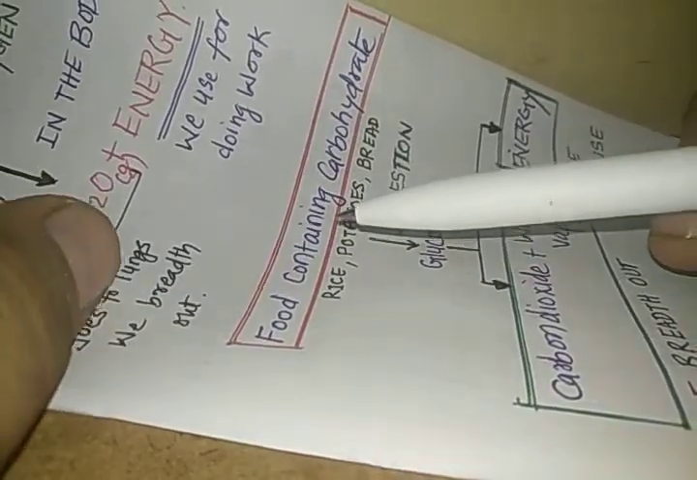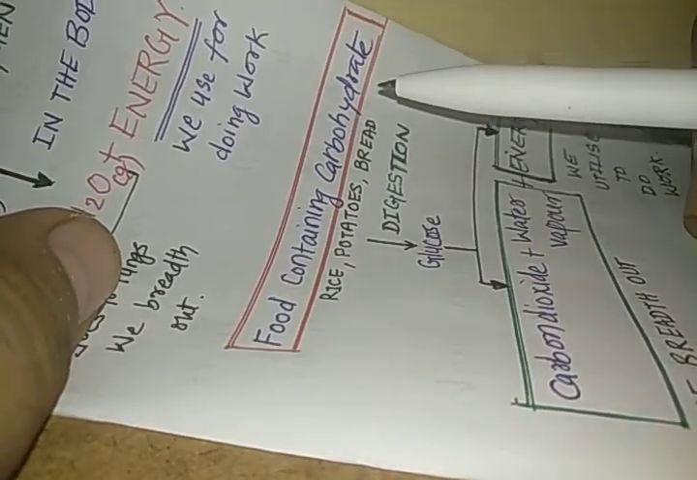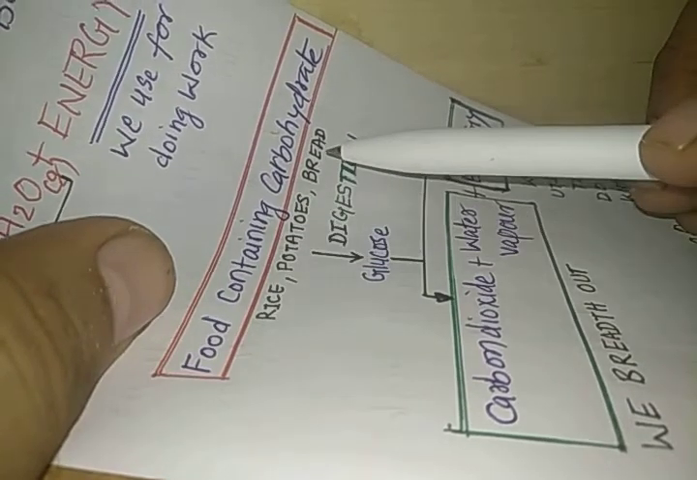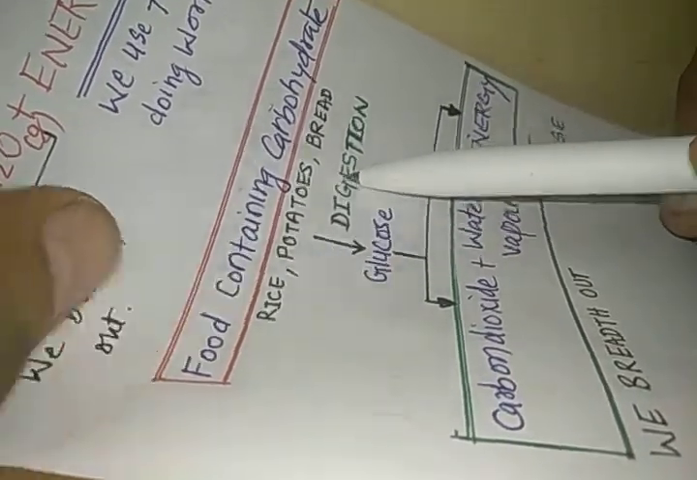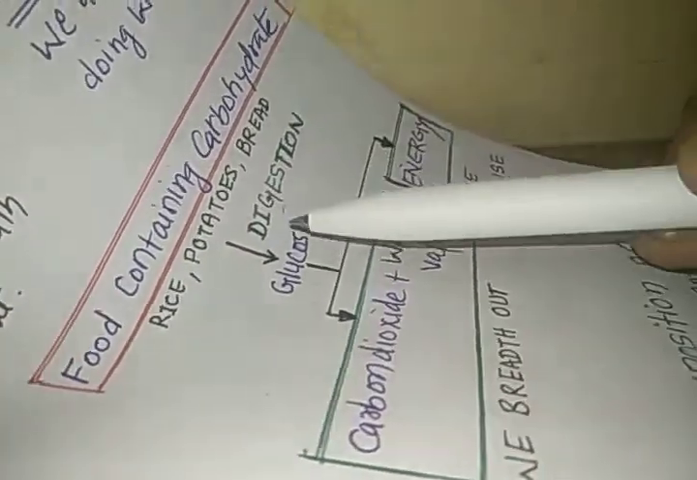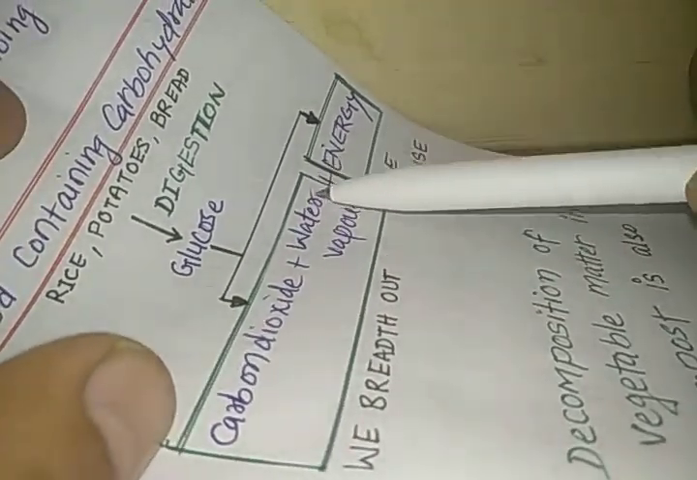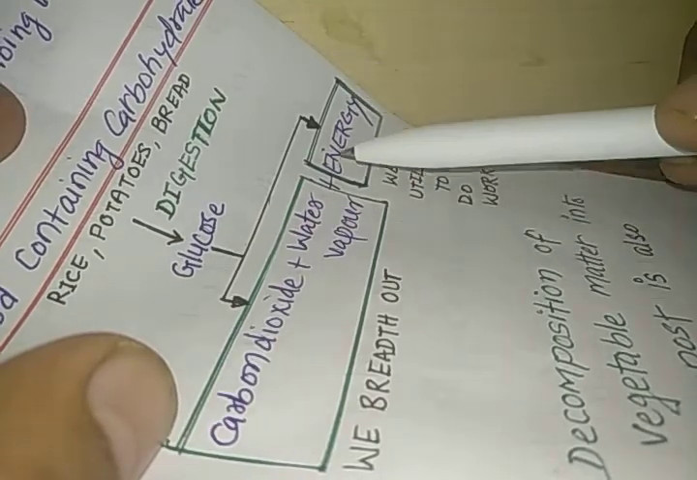Again, if you want to understand the same thing in a diagram or flowchart: food containing carbohydrates like rice, potatoes and bread is digested in our body. Due to the digestion process we get glucose. This glucose is converted into two parts. One is carbon dioxide and water vapor, which we breathe out, and along with this carbon dioxide and water vapor, energy is also produced, and we utilize this energy to do our work.